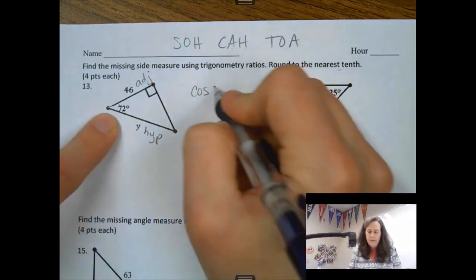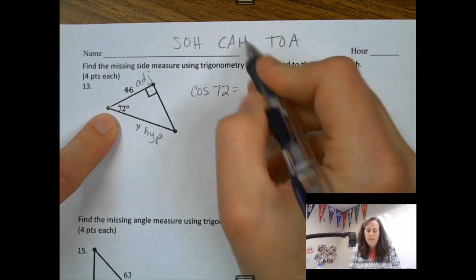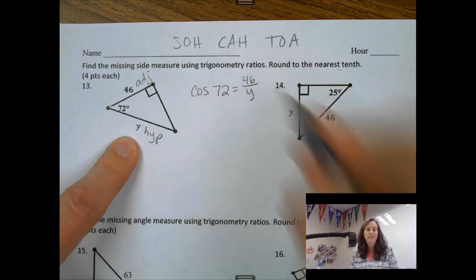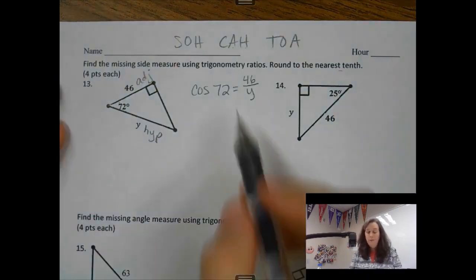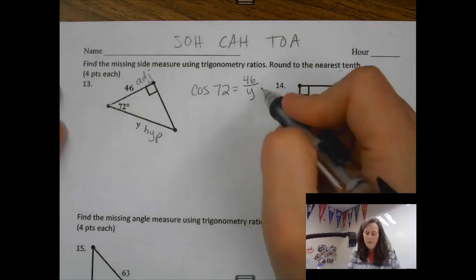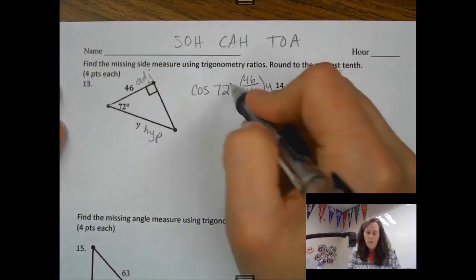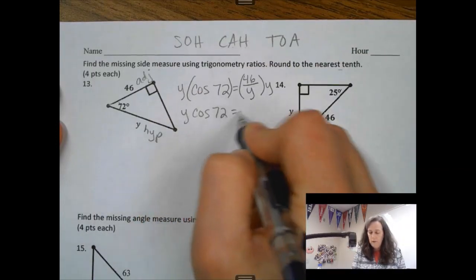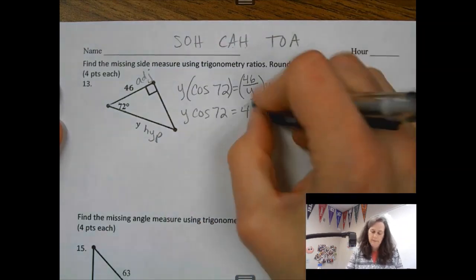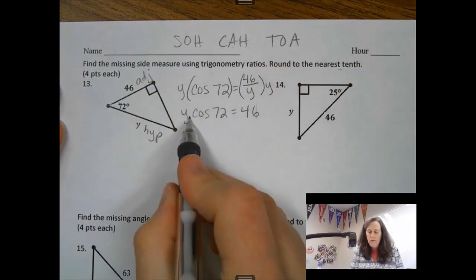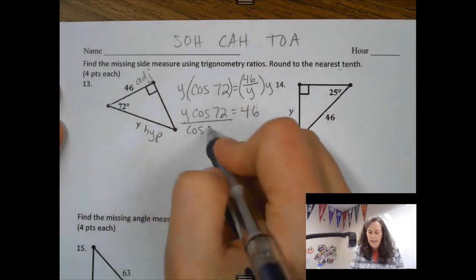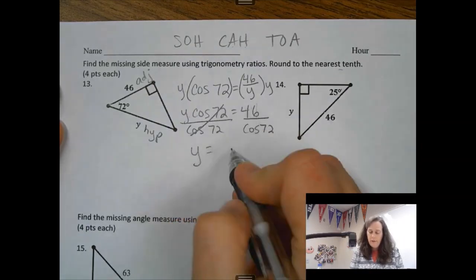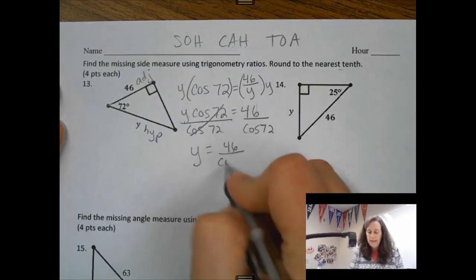Cosine of 72 is equal to adjacent over hypotenuse. Hypotenuse we don't know. That's what we're solving for. Okay, we got to get him out of the denominator, so multiply both sides by y. Y times the cosine of 72 equals 46. And then if we're solving for y, divide both sides. And now we have y equals 46 divided by the cosine of 72.